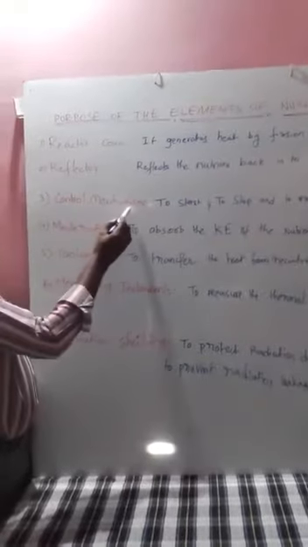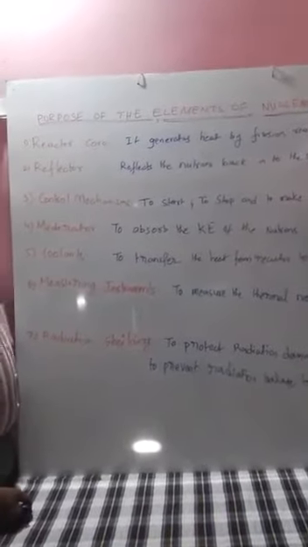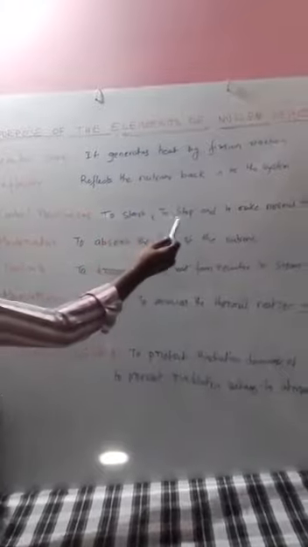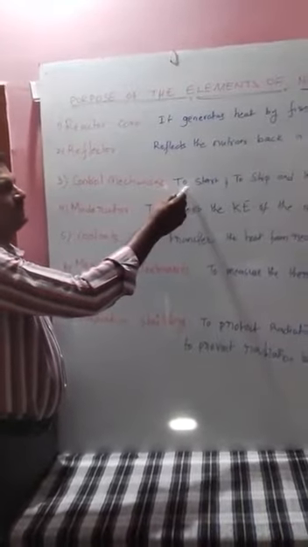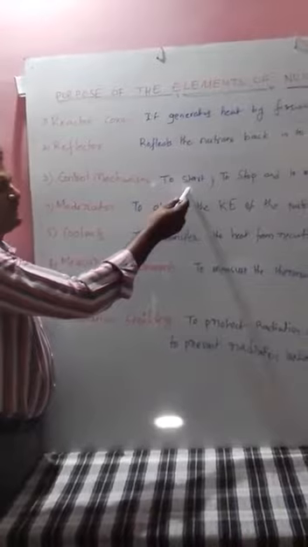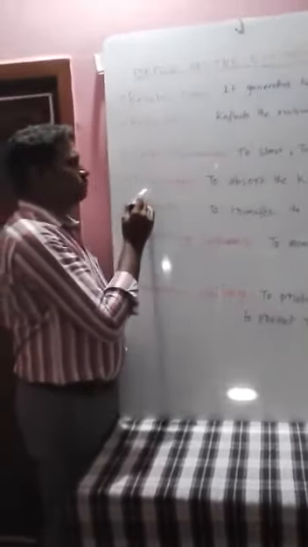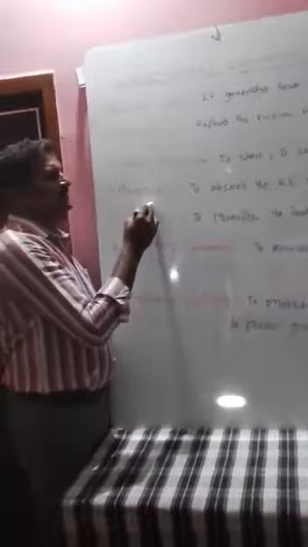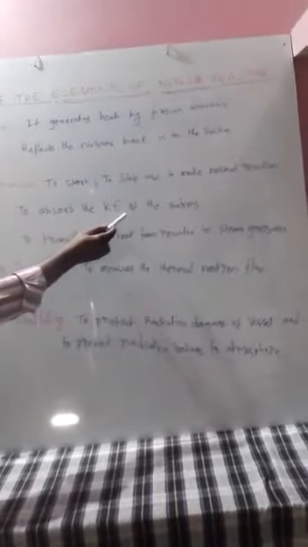And third one, control mechanism. This mechanism helps us to start and to stop the fission reaction and to make it operate at normal conditions. So it controls the velocity of the neutrons also. And fourth one, moderator. This moderator helps us to absorb the kinetic energy of the neutrons, so that it slows down the neutrons.